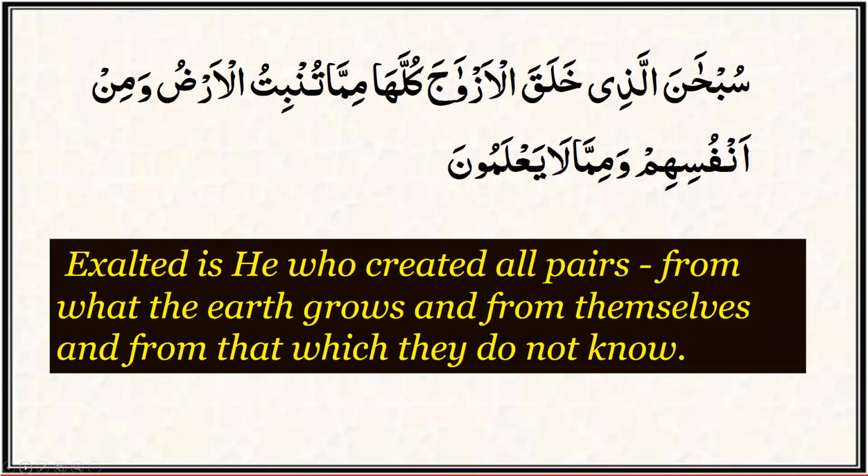Now, why is the pair number found in the Arabic language? You see, pair means pair. Allah Ta'ala describes in the Quran Majid, Bismillahir Rahmanir Rahim, Subhanallazi khalaqal azwajaha kullaha. Exalted is He who created all pairs. Allah Ta'ala has created everything in pairs. We would not be able to understand the pair creations if we did not have a pair number in the Arabic language.